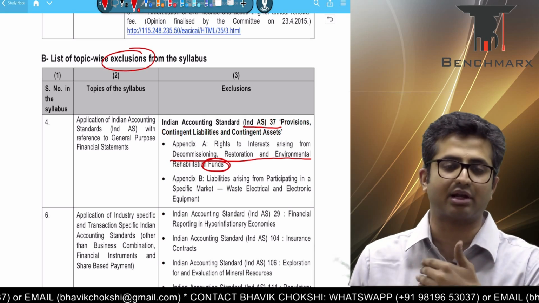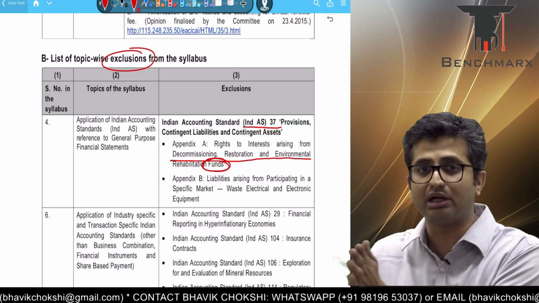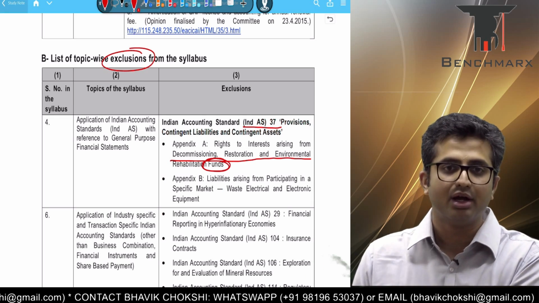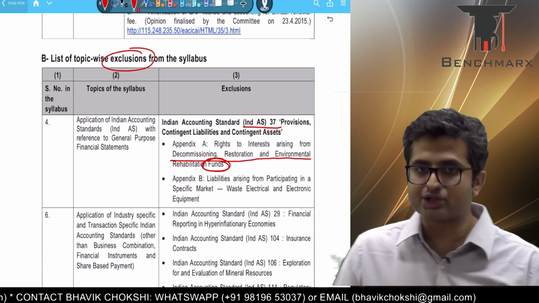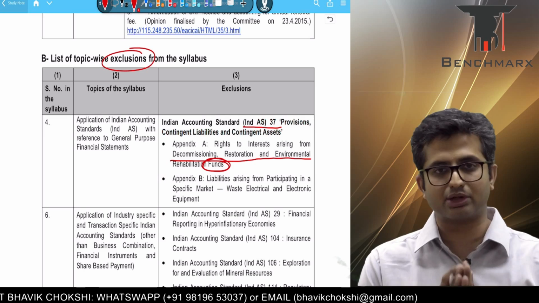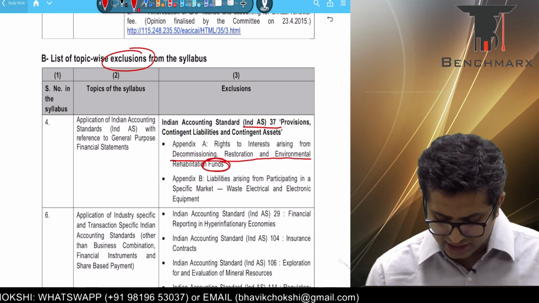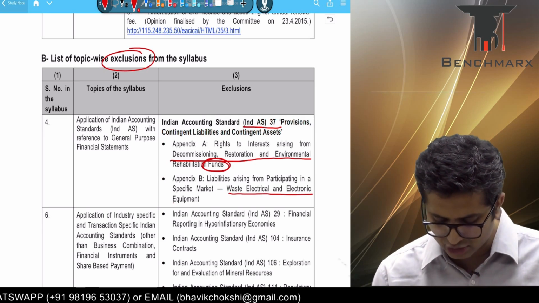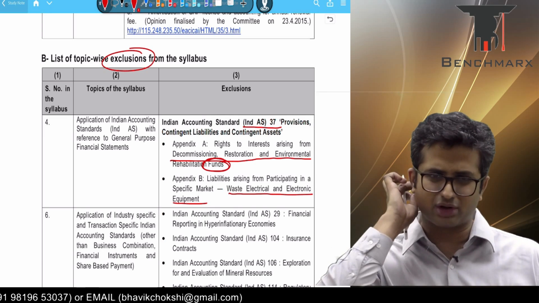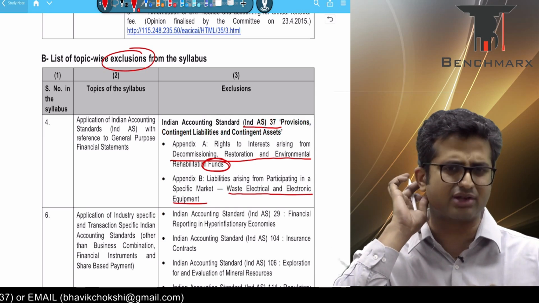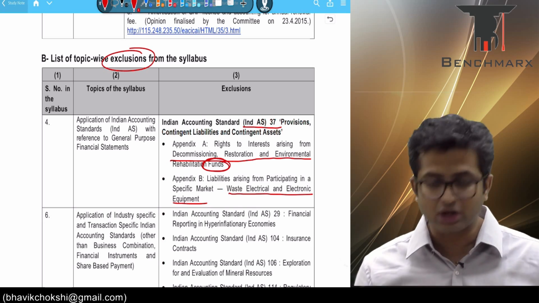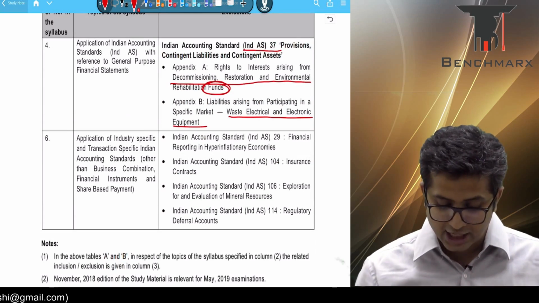A very small aspect: if you maintain a sinking fund, you are maintaining a decommissioning and site restoration fund. The accounting for the fund is not covered in your syllabus, though decommissioning is. Then there is a specific item, which is waste electrical and electronic equipment. Guidance on accounting for these transactions is clearly excluded. There's no confusion generally among the students for this.